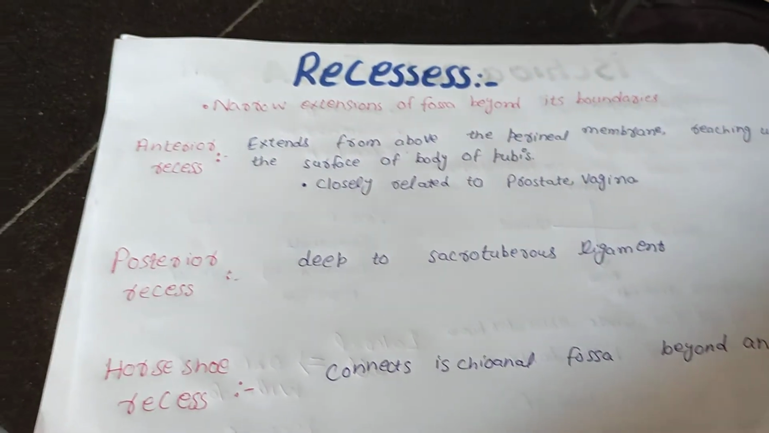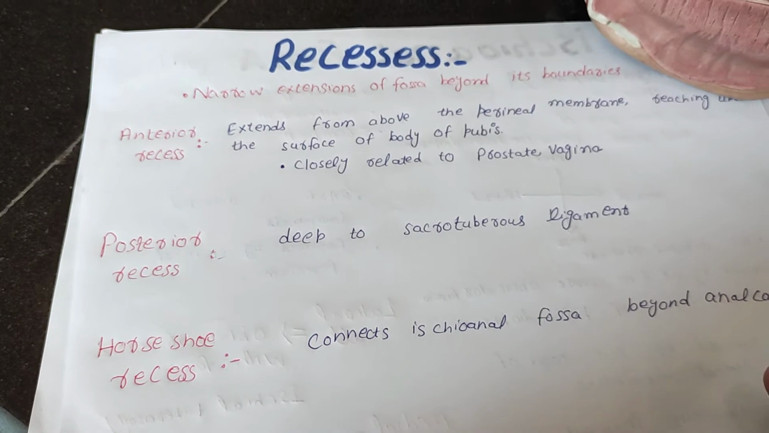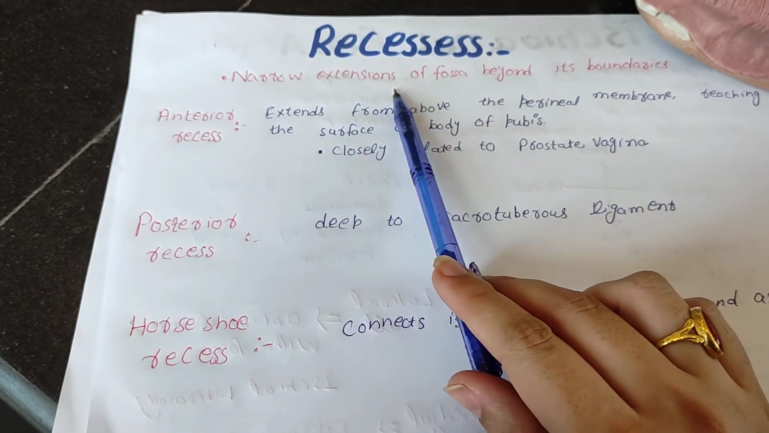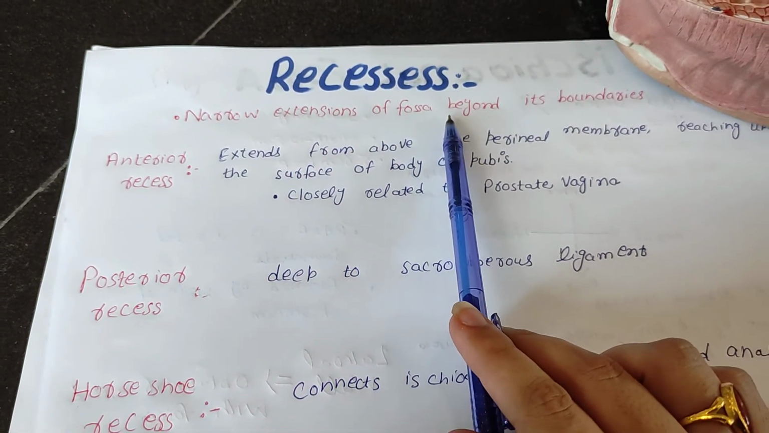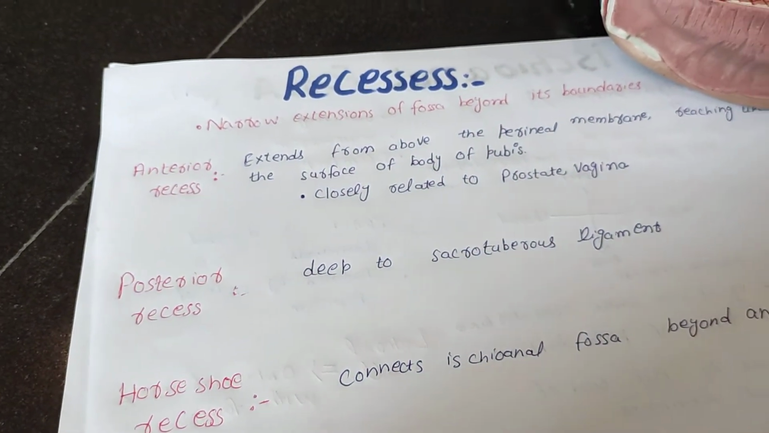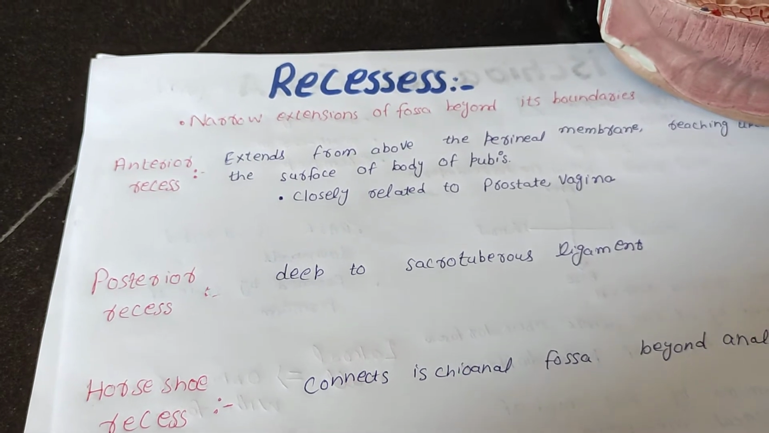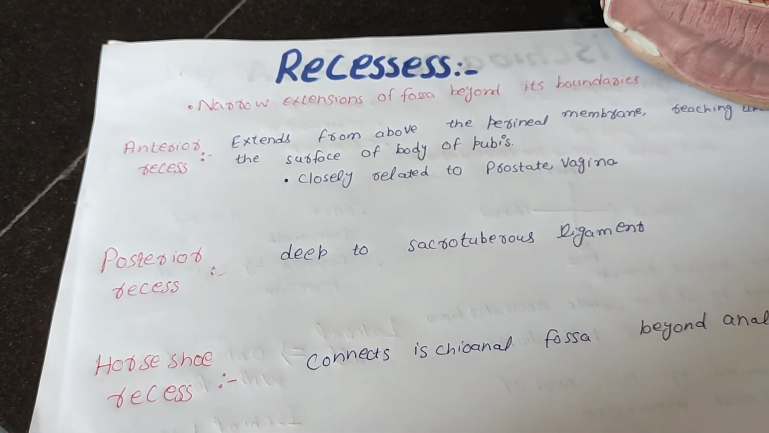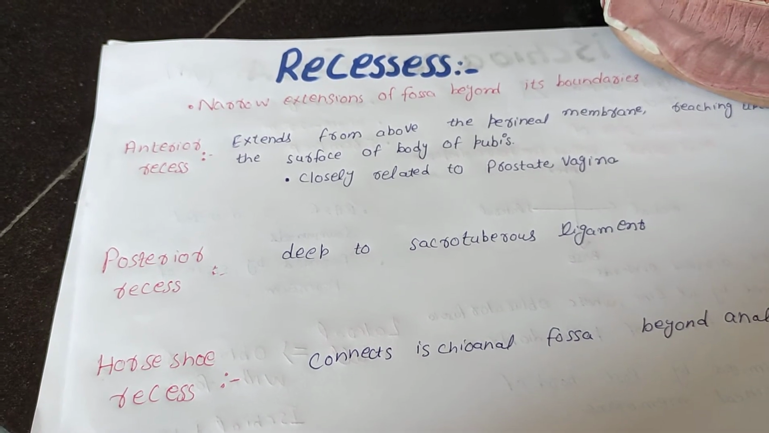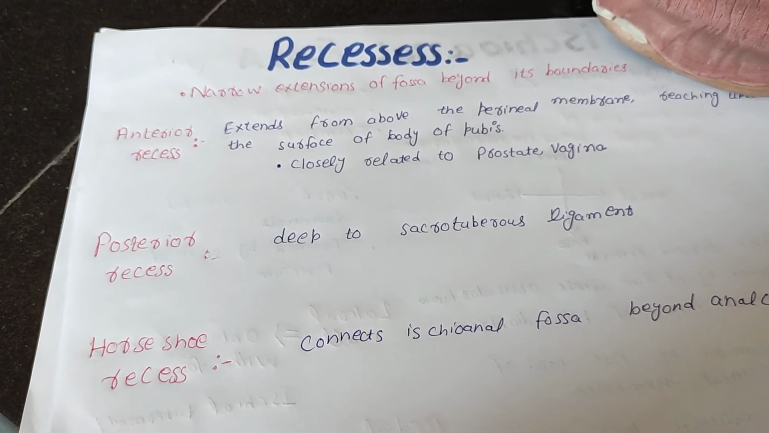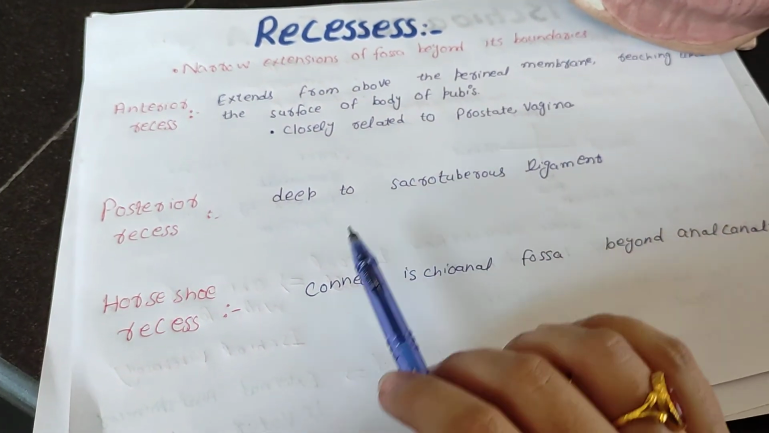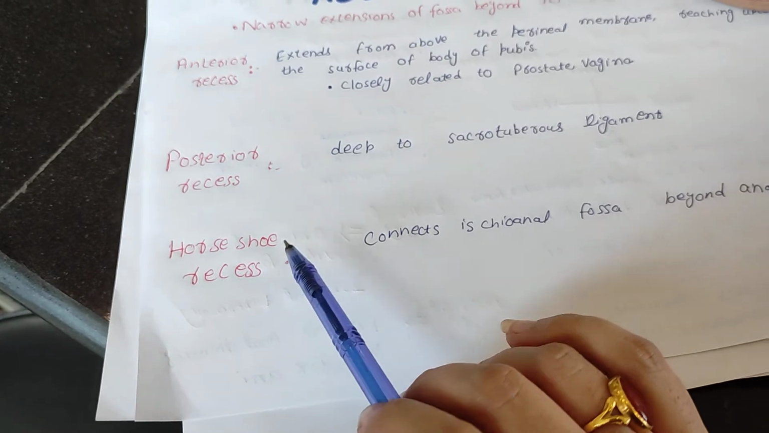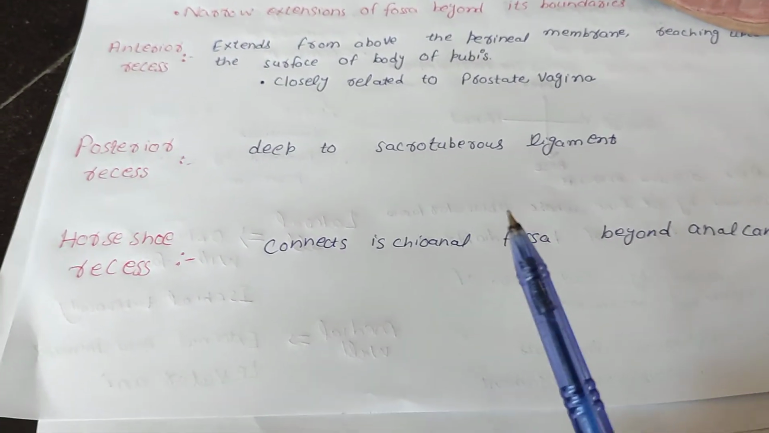Then we have recesses which are formed in the ischial fossa. What are the recesses of the ischial fossa? They are the narrow extensions of the fossa beyond its boundaries. So the ischial fossa is not only limited to that part, but there are some extensions of the fossa which extend beyond its boundaries, and those extensions are known as recesses. We have three types of recesses which are formed. One is the anterior recess, second is the posterior recess, and third is the horseshoe recess.